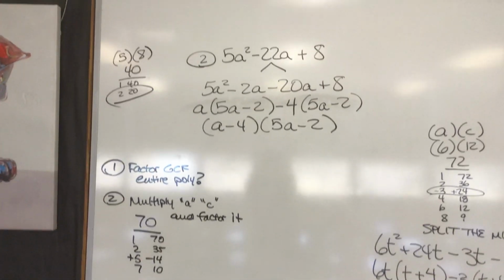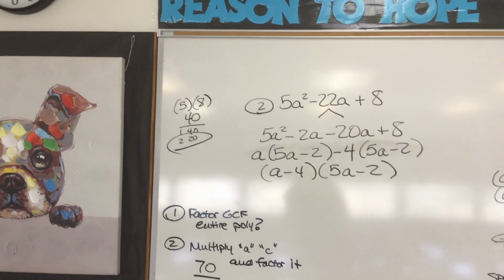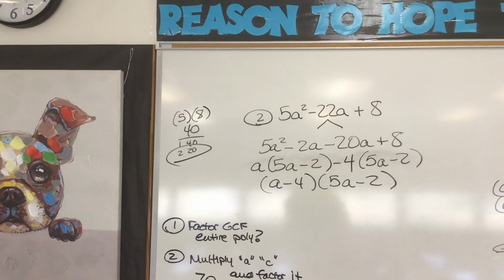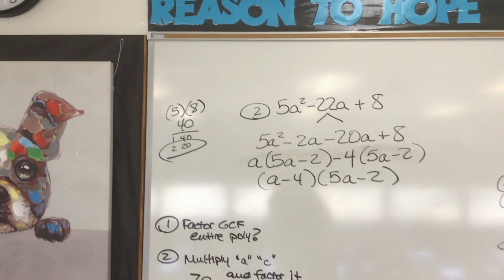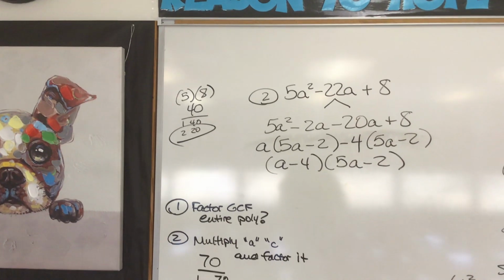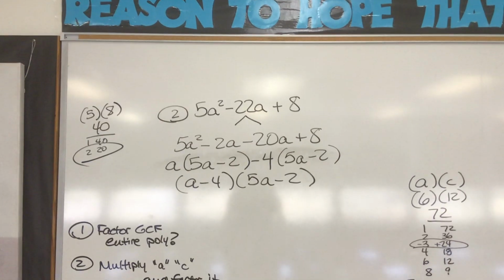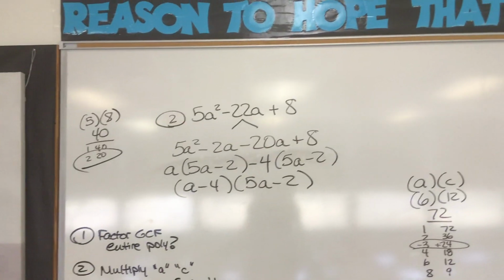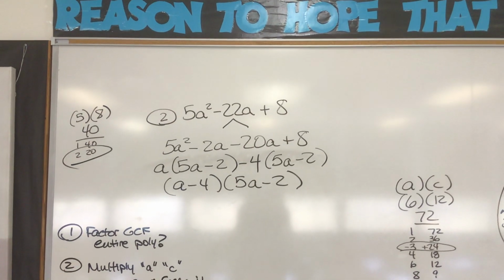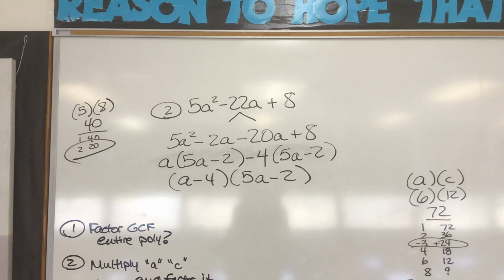Ignore that 70 over there. We factored 40 up here. I look for those factors that will give me a sum of negative 22. I use negative 2 and negative 20. I split the middle term, then I factor by grouping, like we've done over the weekend for homework.